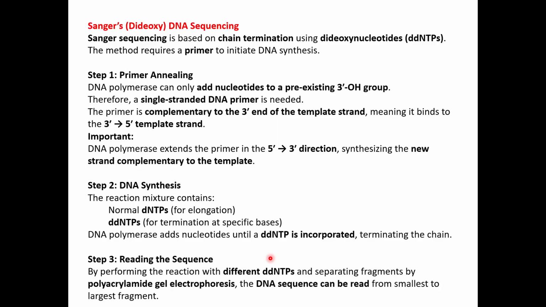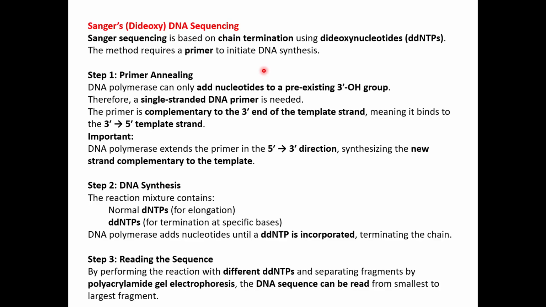Then again, we have Sanger sequencing. Sanger sequencing is based on chain termination using ddNTPs, and this method requires a primer to initiate the DNA synthesis.